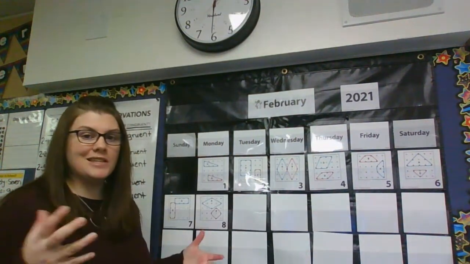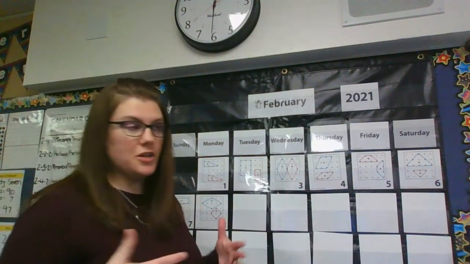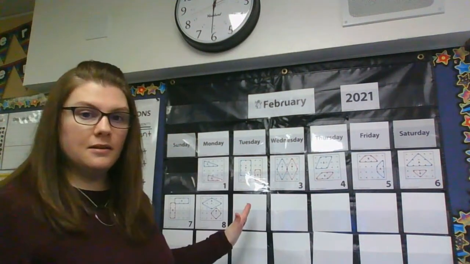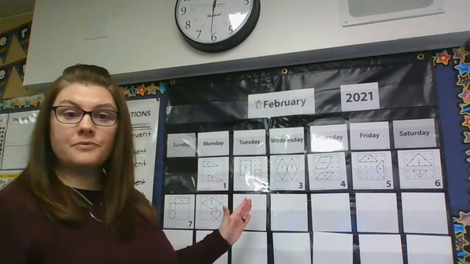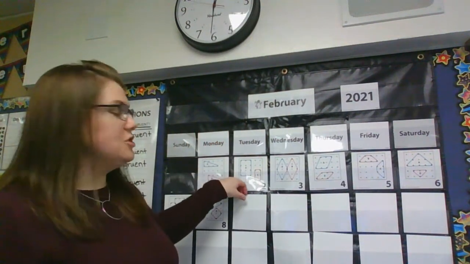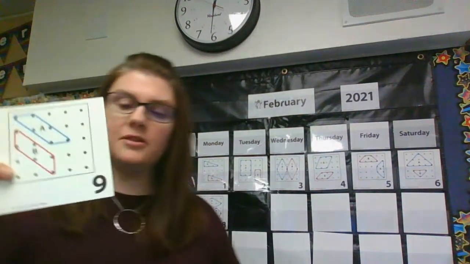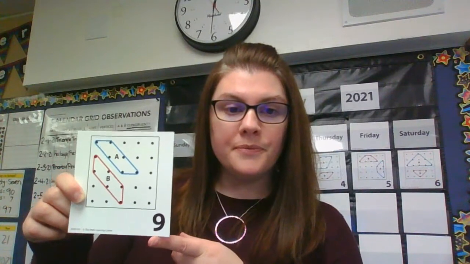All right, my friends, yesterday was Monday. So if yesterday was Monday, today is, well, there's Sunday and there's Monday. There's Tuesday. Super smart people. So today is Tuesday. Let's look at our Tuesday card. What number is on our Tuesday card?